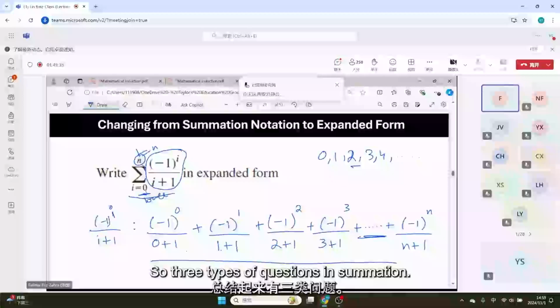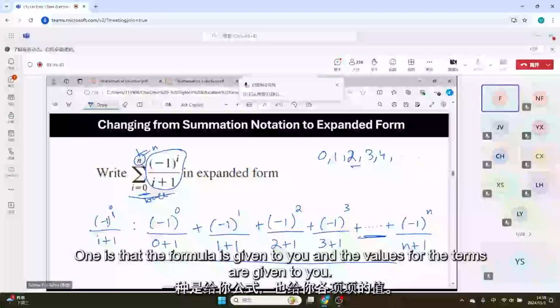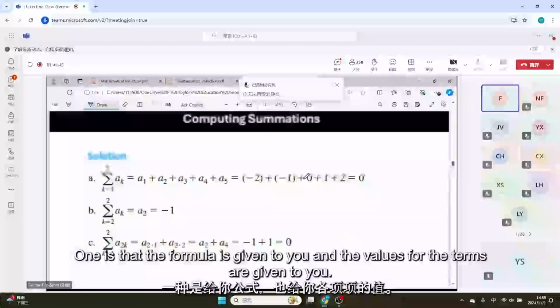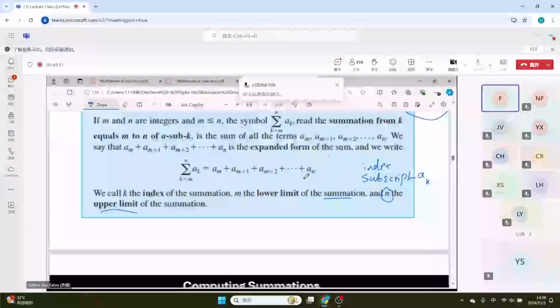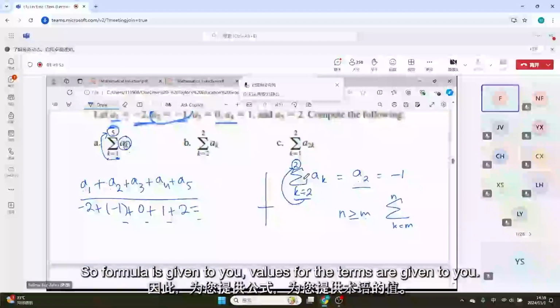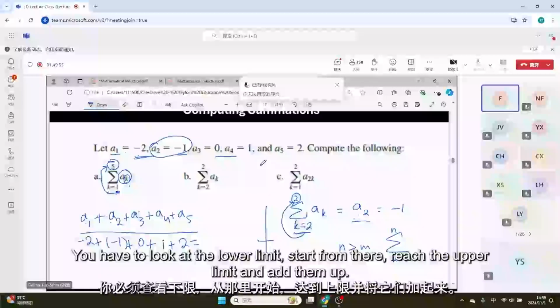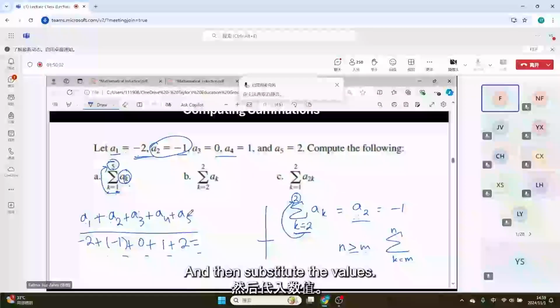So, 3 types of questions in summations. One is that the formula is given to you and the values for the terms are given to you. You have to look at the lower limit, start from there, reach the upper limit and add them up, and then substitute the values. This is one type of question.